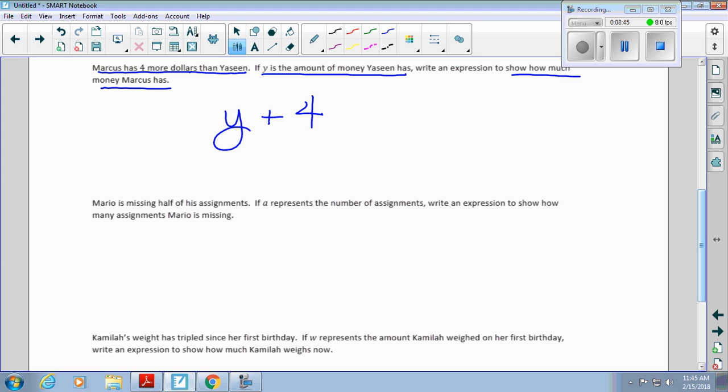Okay, so they just have some more wording for us to sift through. It says Mario is missing half of his assignments. Okay, and then he's got to go rescue Princess Peach. But it says Mario is missing half of his assignments. A represents the number of assignments, right? An expression to show how many assignments Mario is missing. So he did half of his assignments.